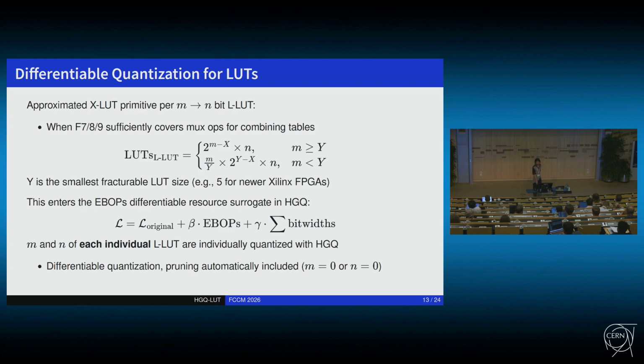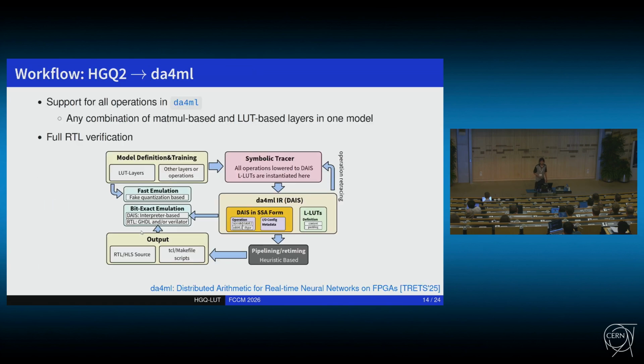And this one directly enters the loss. There's this exponential relation, but the coefficient is very small, so the linear form is mostly OK. And for N and M, if one of them goes to 0, again, this lookup table is pruned, so we don't need extra pruning for this.